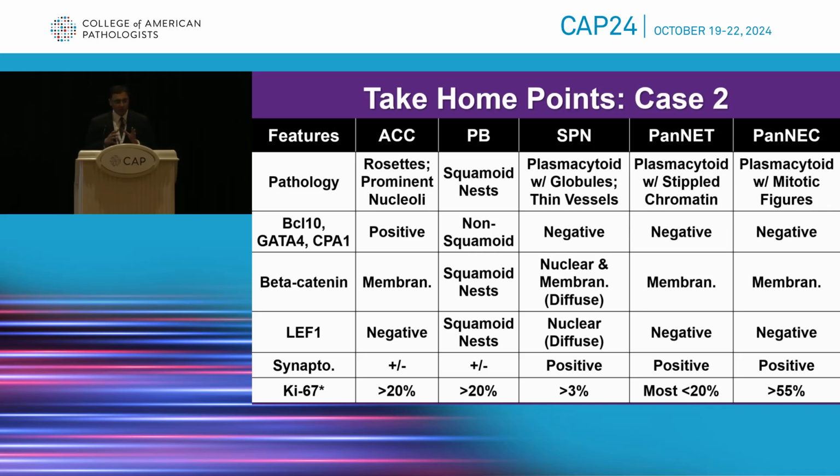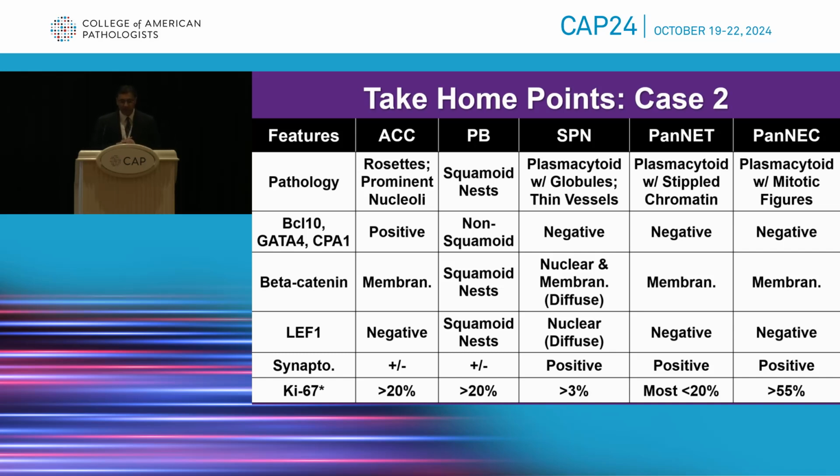And that's where you really want to employ a limited panel of stains that includes, I would say, synaptophysin, chromogranin, along with even INSM1. I think it is a valuable stain as long as you understand its limitations. Also, BCL10, and then for us, we've integrated GATA4 and CPA1 into our workflow as a dual stain for acinar neoplasms like acinar cell carcinoma and pancreatoblastoma. And then similarly, beta-catenin and LEF1 are very useful in establishing the diagnosis of solid pseudopapillary neoplasms. However, I'm biased. I like LEF1 much better than beta-catenin.